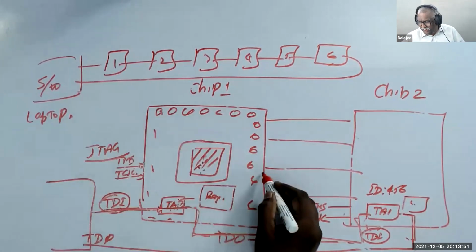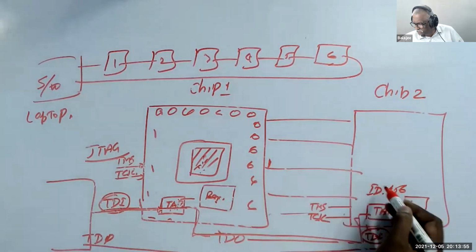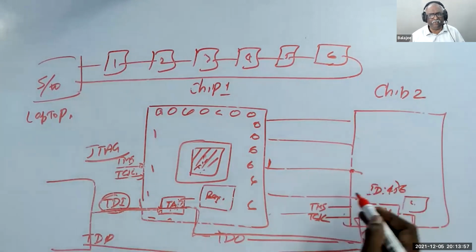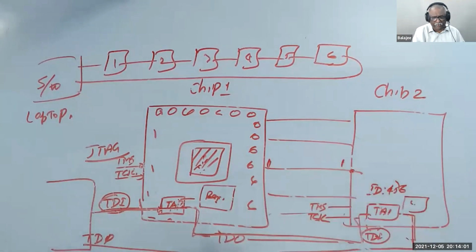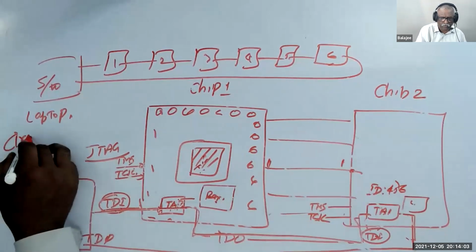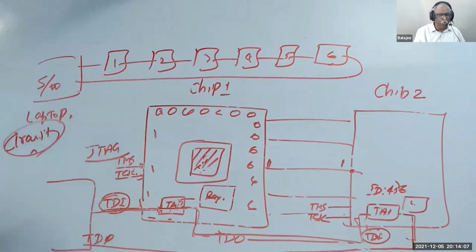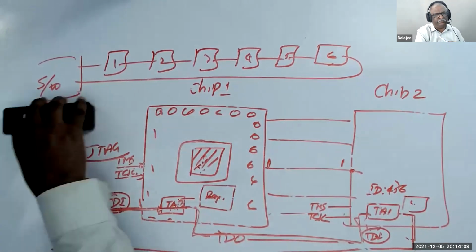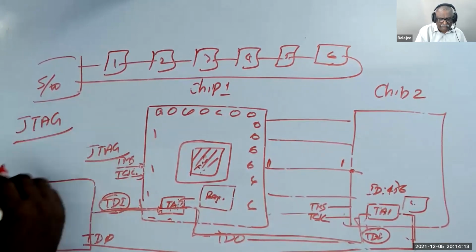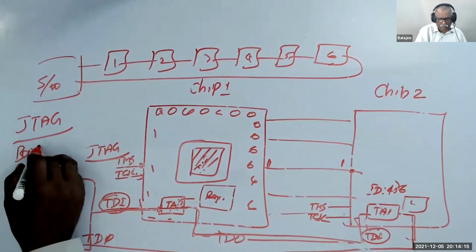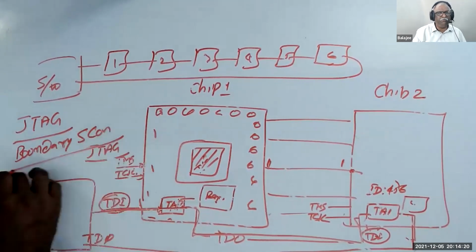Now I can make any pin a 1, and I read this from this pin. That means that I am writing 1 here, and I'm reading 1 from there. That means that I'm checking the circuit. So you go and search the net. What is JTAG? They will call this a boundary scan. What is a boundary scan?